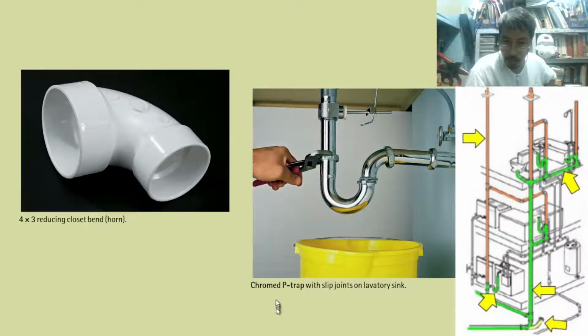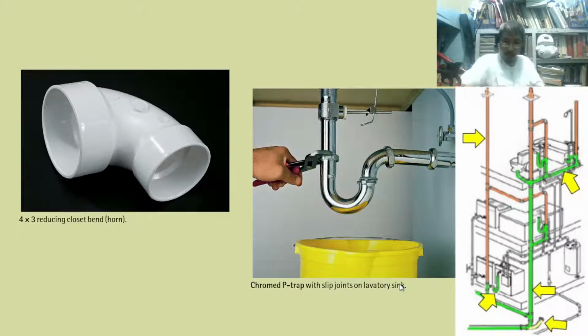Chrome P-trap. We are referring to the material. This is chrome plated, usually chrome plated. This is not actually pure chrome or a chrome pipe, but only chrome plated. After some time the plating will flake off, and this will become corroded. But this is a P-trap with slip joints on a lavatory sink.